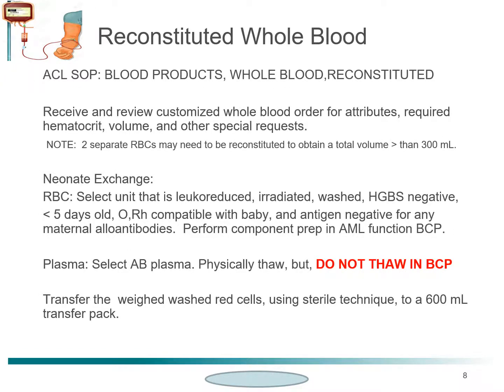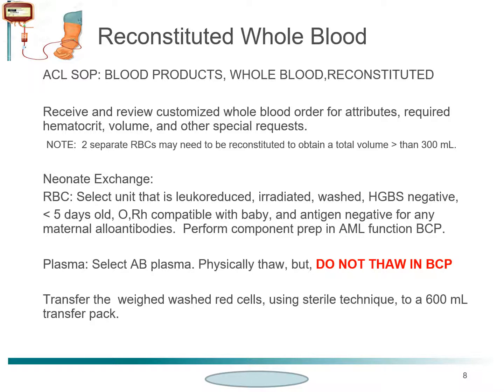To reconstitute the whole blood, do the following. Receive and review customized whole blood order for attributes, required hematocrit, volume, and other special requests. Take a note of 2 separate RBCs that may be needed to be reconstituted to obtain a total volume greater than 300 milliliters. For neonate exchange, select a unit that is leukoreduced, irradiated, washed, hemoglobin S negative, and less than 5 days old, O-Rh compatible with baby, and antigen negative for any maternal alloantibodies.